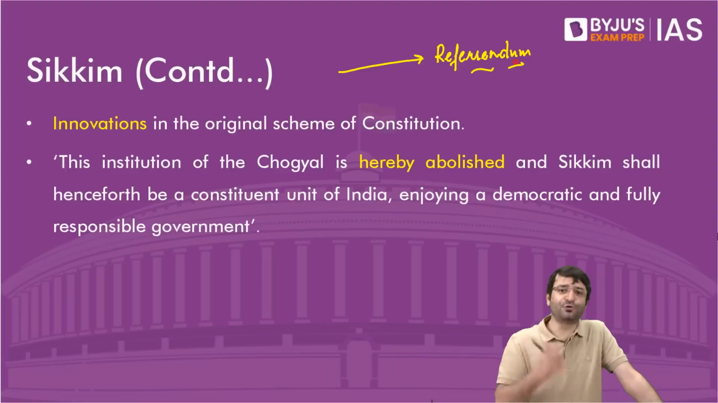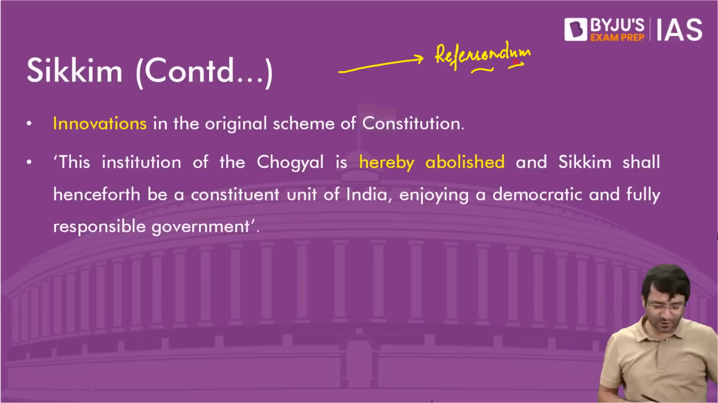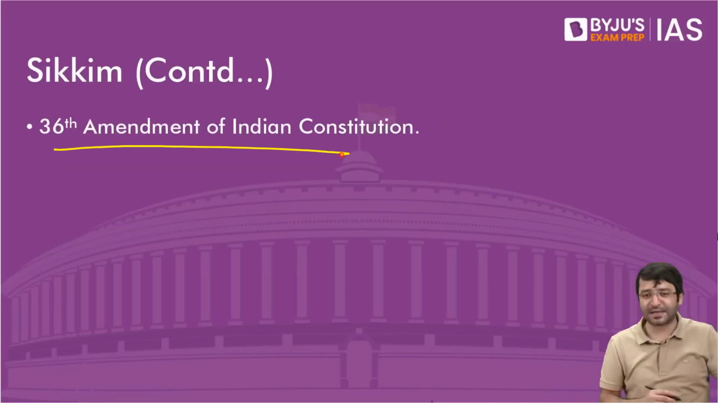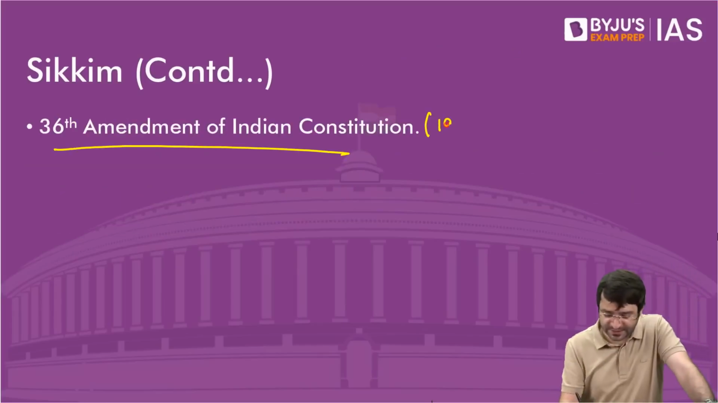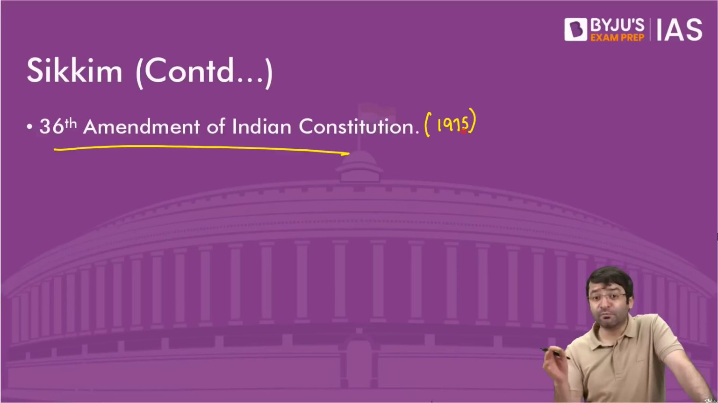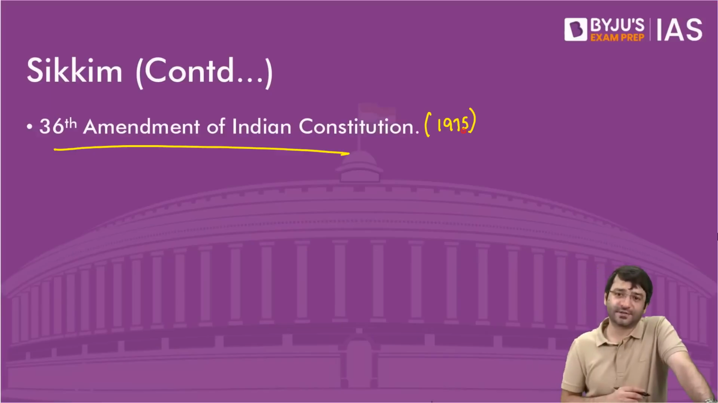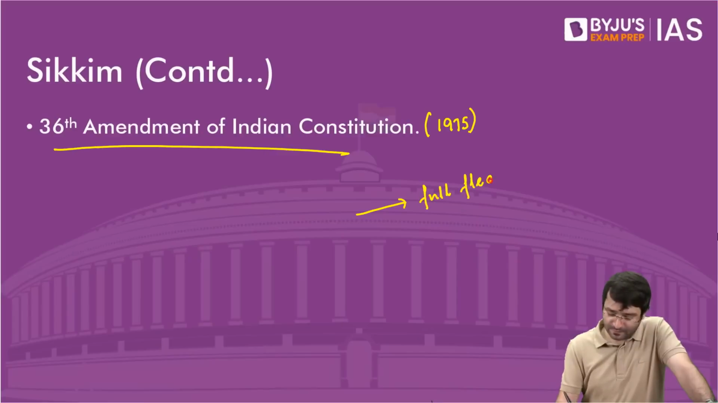And when this institution was abolished, Constitution of India was amended again. 36th Constitutional Amendment Act was passed. Very next year in 1975, Sikkim was removed as an associate state. Why? Because it now became a full-fledged state of India.